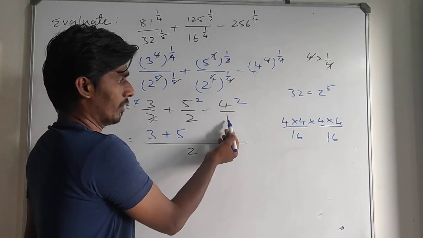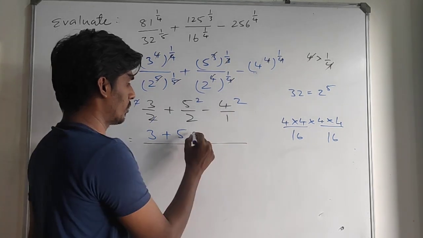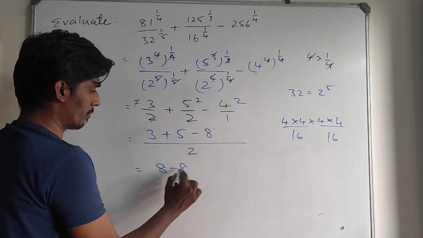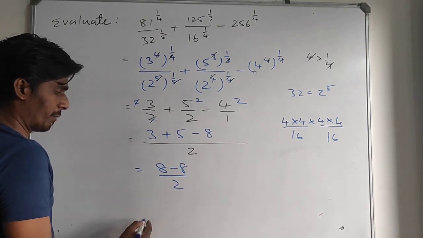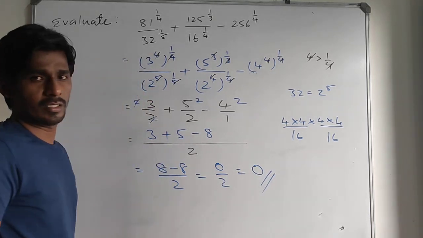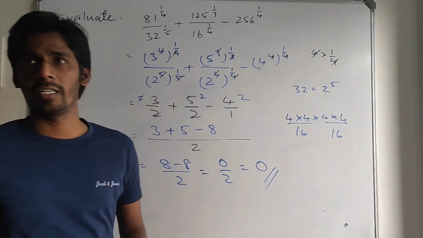Similarly, 1 will not cancel with 2. So 4 2s are 8. So 3 plus 5, 8 minus 8 upon 2. 8 minus 8 means 0 upon 2. So our answer is what? 0. So this is the way we can evaluate this number.